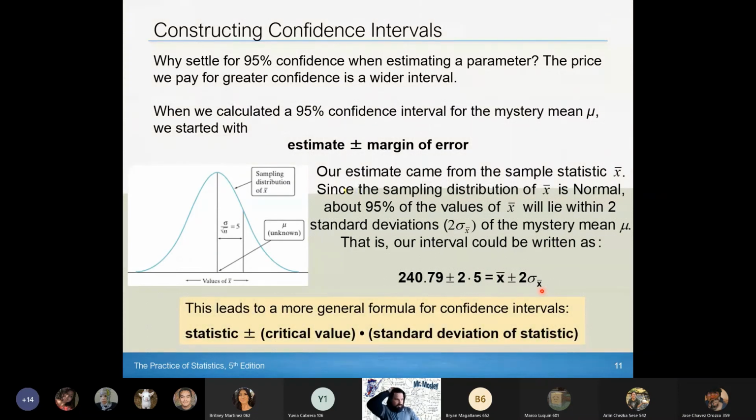This leads to a more general formula for confidence intervals: statistic plus or minus critical value times standard deviation of statistic. The critical value is essentially within how many standard deviations you want to be of the mean. All of this is going to tie back into our normal distribution calculations, using the 68-95-99.7 rule, determining the proportion of a distribution under the curve, and working forwards and backwards using Table A. So again, that stuff's not going away.